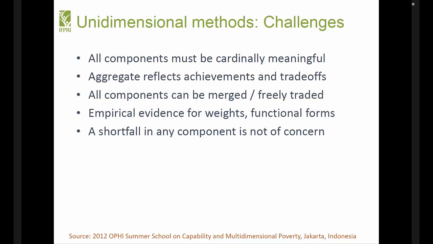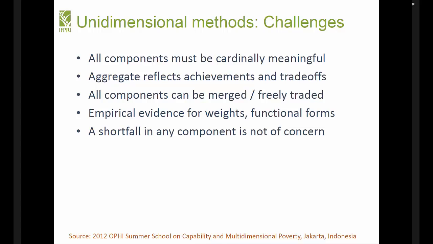So the challenges, as I said: what was the problem with the unidimensional measures? All components must be cardinally meaningful. The aggregate should reflect achievements and trade-offs. Even if that's not true, you're making an assumption when you're using prices. If I'm using consumption expenditure, spending this much on education and this much on health is treated the same as spending all my income in a certain way and nothing on health, because the total is the same. So a lot of assumptions are made. You also assume that all components can be merged.